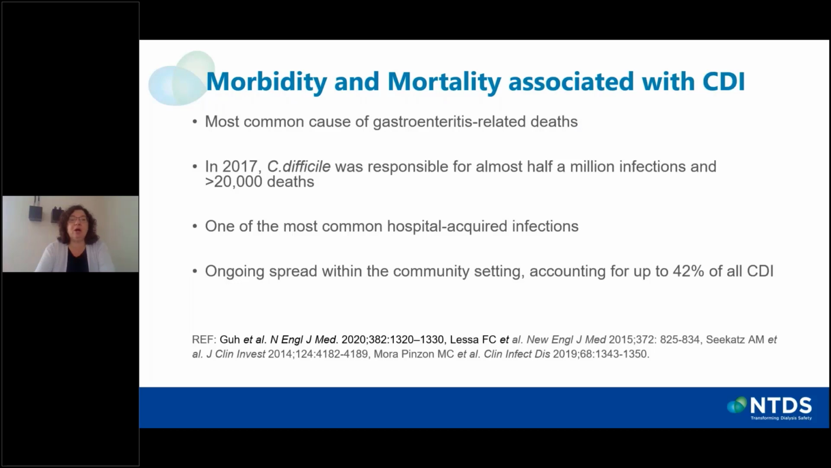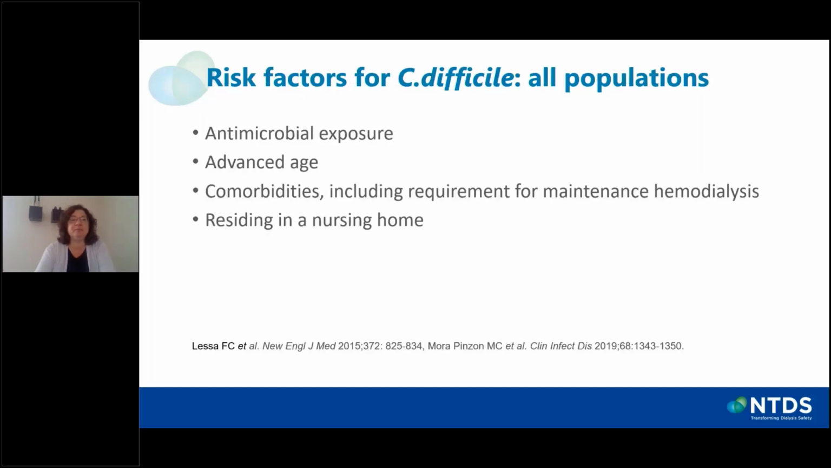C. diff is the most common cause of gastroenteritis-related deaths. In 2017, C. diff was responsible for almost 500,000 infections and over 20,000 deaths. And it's one of the most common hospital-acquired infections. And lastly, ongoing spread within the community setting can account for up to 42% of all C. diff infections, which has implications for the dialysis unit.